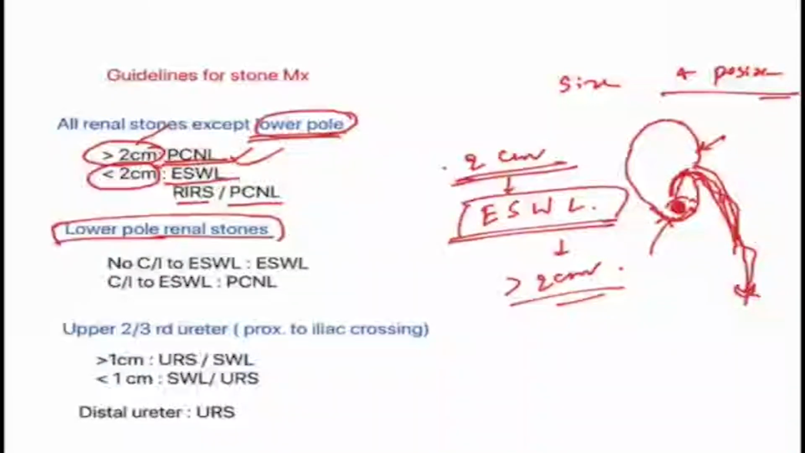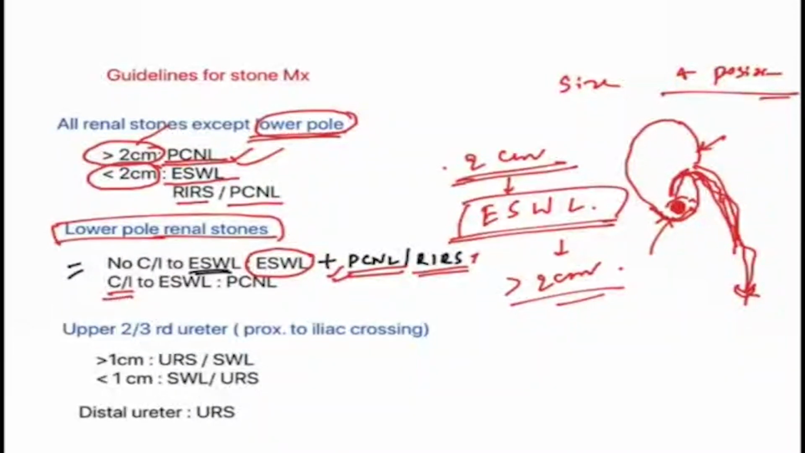For lower pole renal stones, if there is no contraindication to do the shock wave lithotripsy, then we do shock wave lithotripsy, and after that, when there are small fragments, then percutaneously we can remove these small fragments, or via RIRS, that is retrograde intrarenal surgery, we can remove these stone fragments. When there is contraindication to extracorporeal shock wave lithotripsy, then we have to do the PCNL.